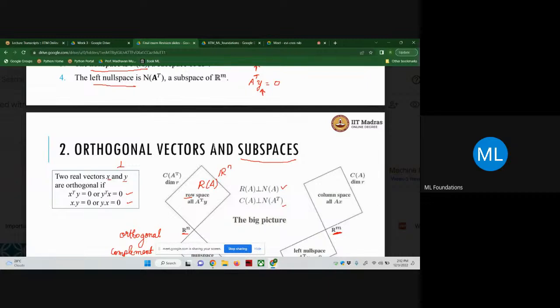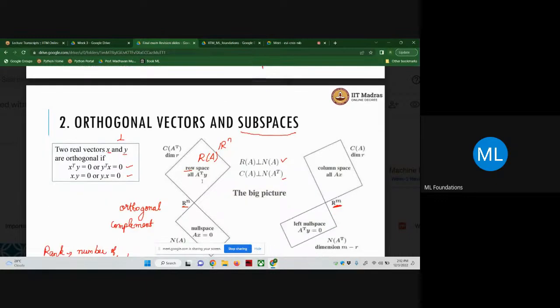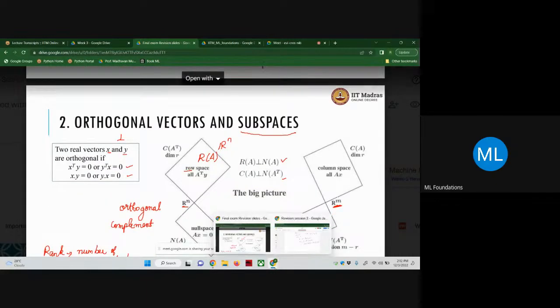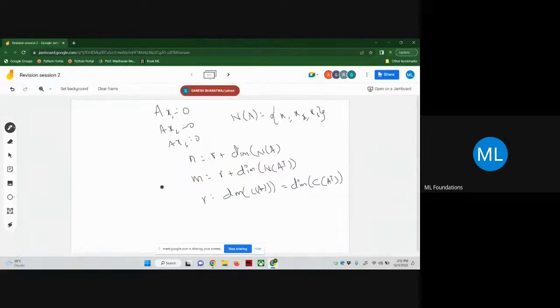Okay, both the same. And then x dot y is equal to x transpose y, right? Or similarly, y transpose x will be equal to 0.